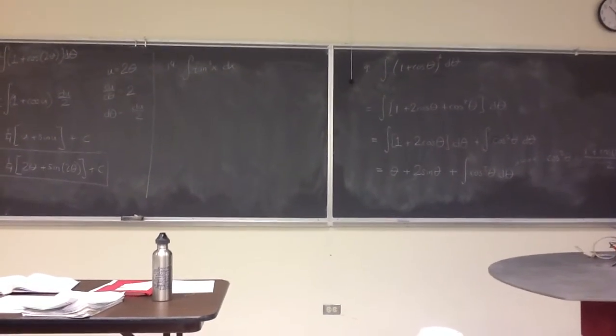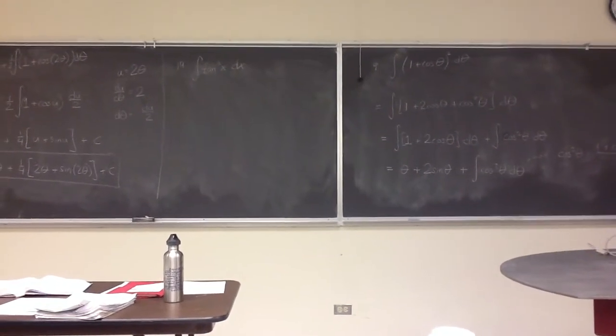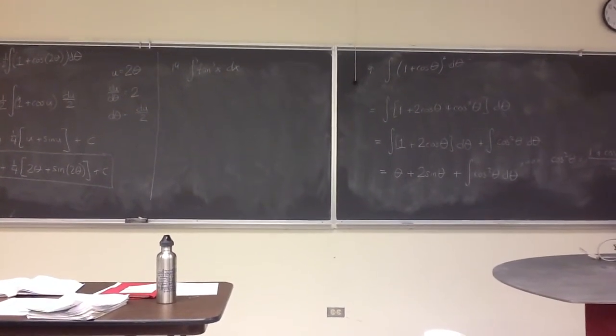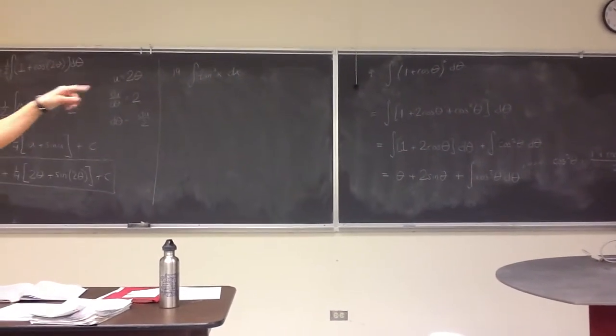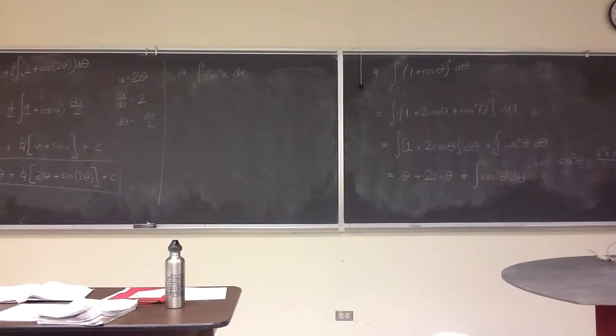Oh, so this is saying that cosine squared theta is equal to 1 plus cosine theta. That's this one right here. Yes, that's just saying, this is my thought bubble, that's what I got stuck on.